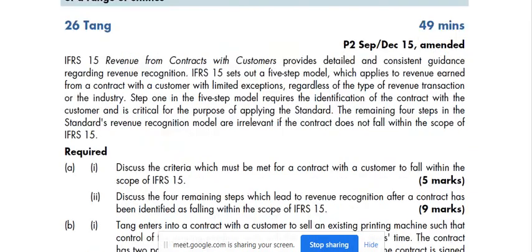Okay, we move to requirement A2. Discuss the four remaining steps which lead to revenue recognition after a contract has been identified as falling within the scope of IFRS 15.